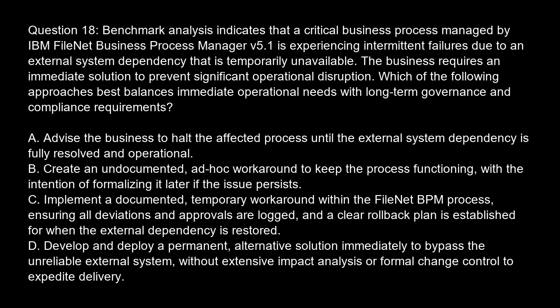Option A. Advise the business to halt the affected process until the external system dependency is fully resolved and operational. Option B. Create an undocumented ad hoc workaround to keep the process functioning, with the intention of formalizing it later if the issue persists. Option C. Implement a documented, temporary workaround within the FileNet BPM process, ensuring all deviations and approvals are logged, and a clear rollback plan is established for when the external dependency is restored. Option D. Develop and deploy a permanent, alternative solution immediately to bypass the unreliable external system, without extensive impact analysis or formal change control to expedite delivery.